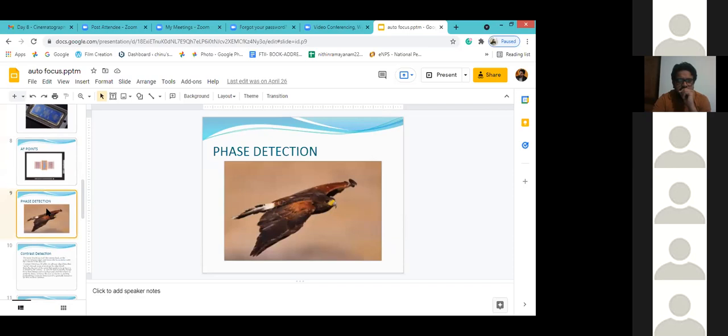Now see these images. Have you seen in many cameras, once you are using the autofocus mode, the autofocusing points start moving? If you move the camera even a little, you feel that the green lines start moving. This is because of the phase detection autofocus mode.